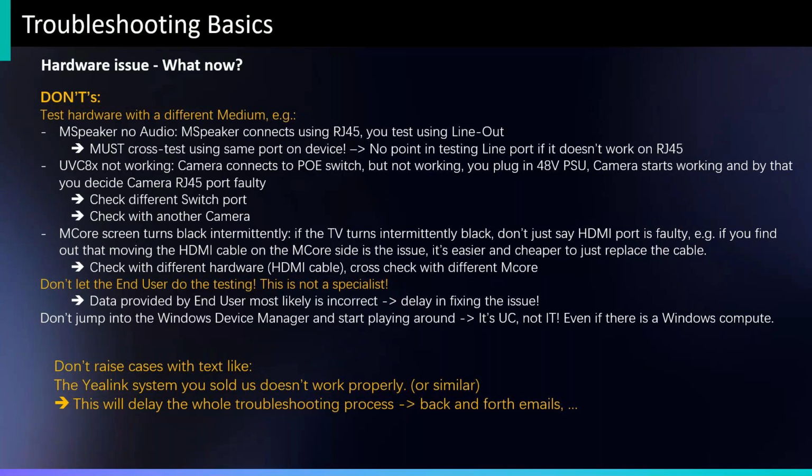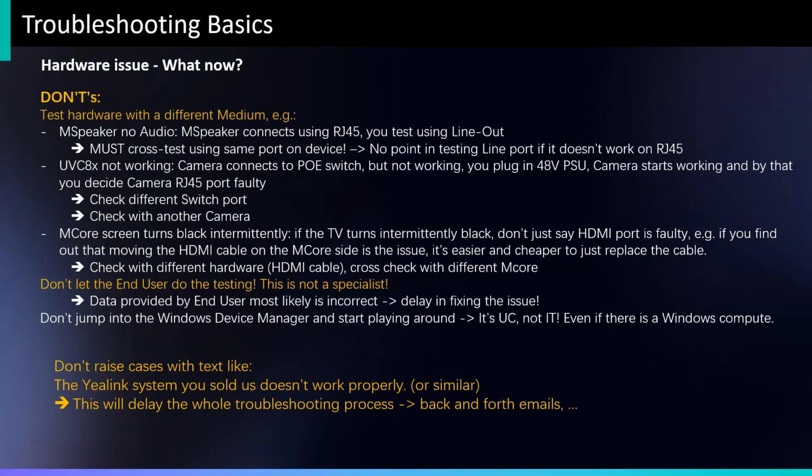UVC 86 or 84 or whatever camera connects to a PoE switch, but it's not working. You plug in the 48-volt power supply unit, the camera starts working. At that, you decide the camera RJ45 port is faulty. Check a different port on the switch. Check with another camera.